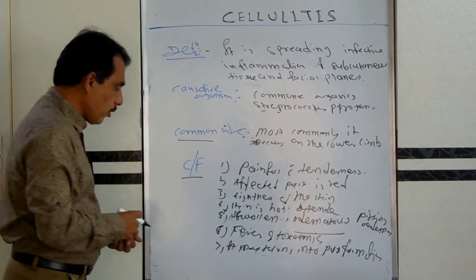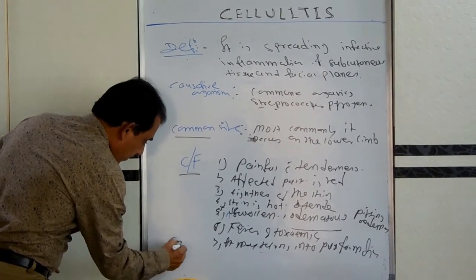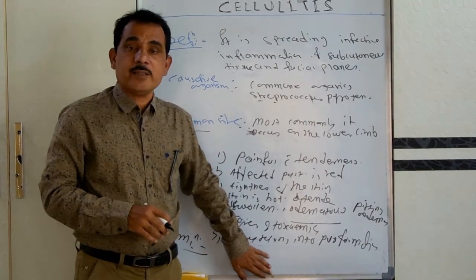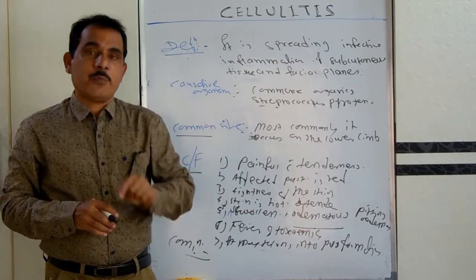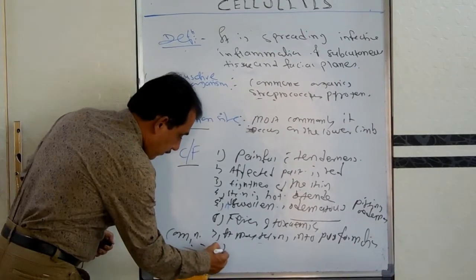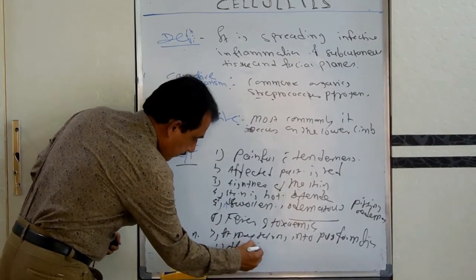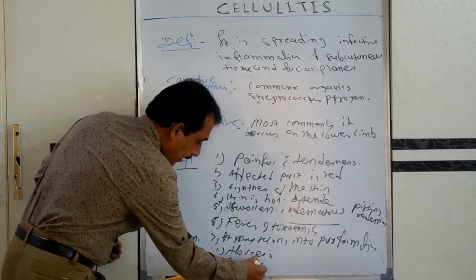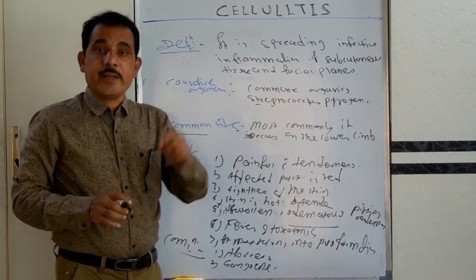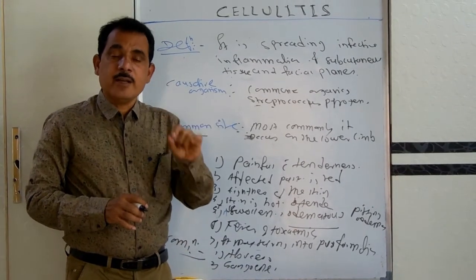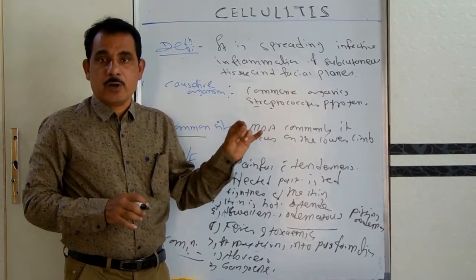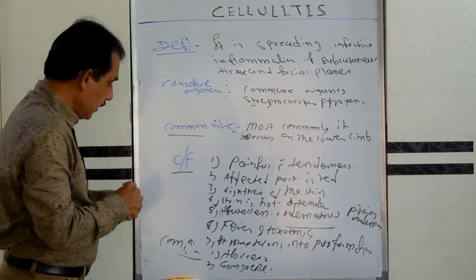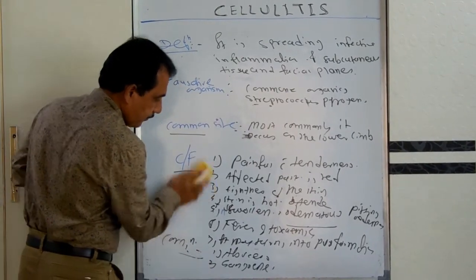So then complications. The most common complication of the cellulitis is abscess formation. First is the abscess. And second, it may even turn into or develop gangrene, especially in the diabetic patient or in the elderly people. Mostly in the diabetic patients. So this is about the clinical features and the complications.